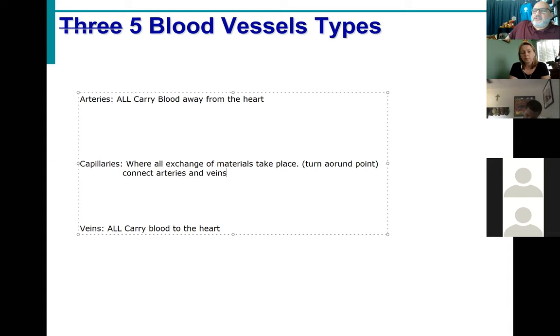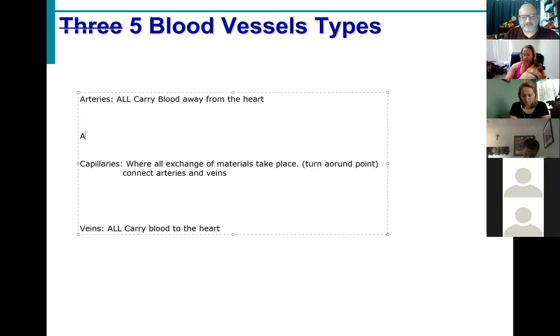Excellent. So those are the three main types that we talked about, but there are actually five main types of blood vessels. And so when we talk about it, what are the two types of blood vessels we are missing? Arterioles. Excellent. One of them is definitely arterioles. Arterioles are more than just small arteries. They are small arteries, but they are also incomplete. When we look at the anatomy of them, we'll see that they don't have all of the characteristics that an artery has.